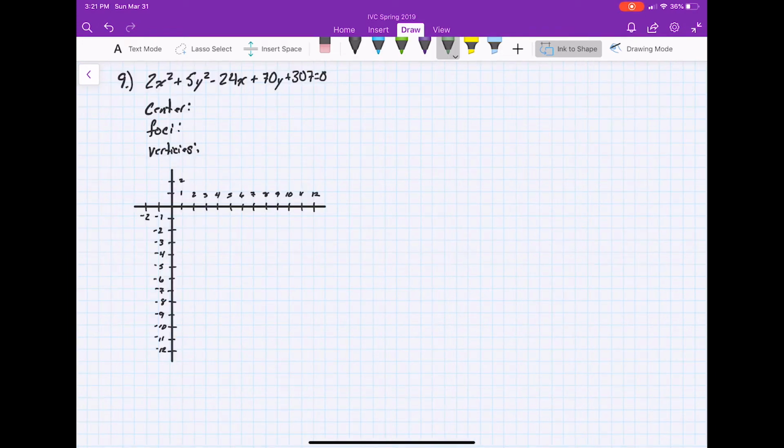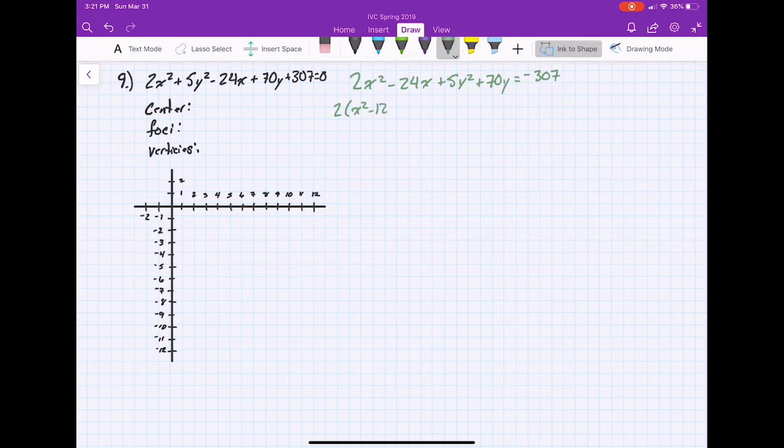Number 9. Oh my gosh. We have to reorder this whole thing. So we'll do 2x squared minus 24x plus 5y squared, and what is the other y? Plus 70y. And we'll set that equal to negative 307. Just move that 307, get that out of the way right now. Now we're going to have to complete the square twice, once for the x and once for the y. So we're going to end up with an ellipse.